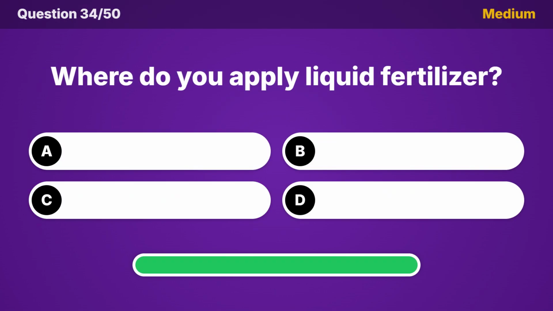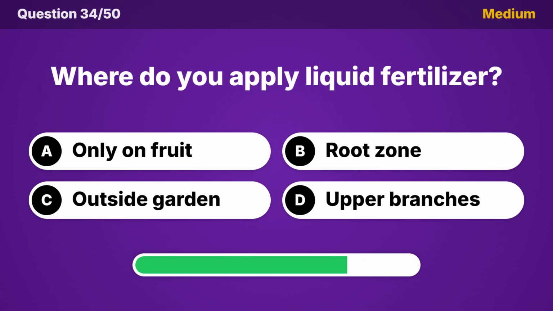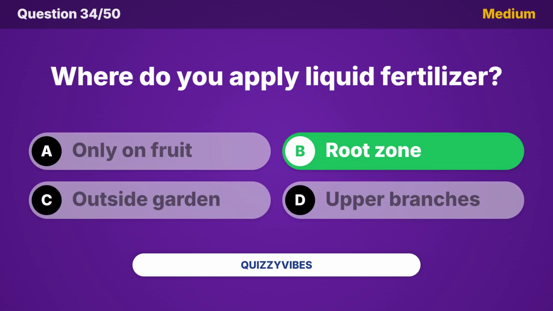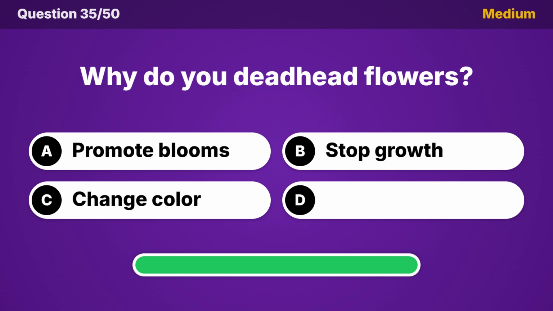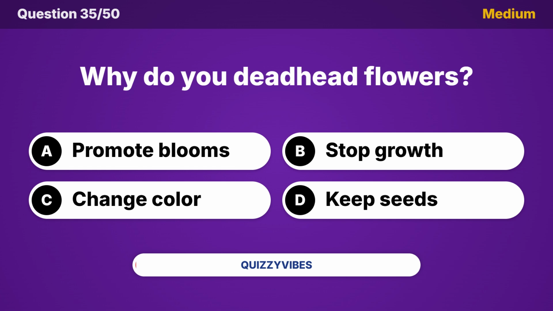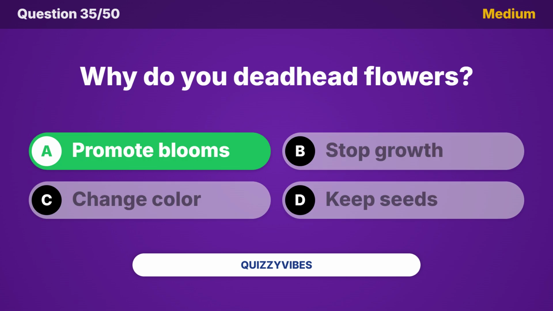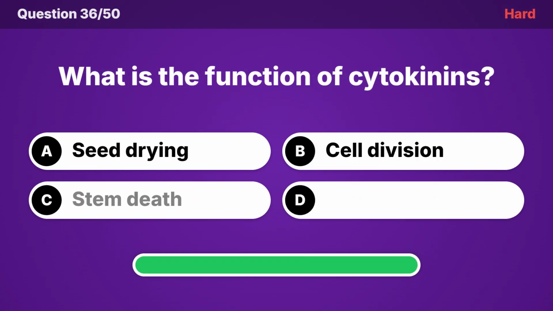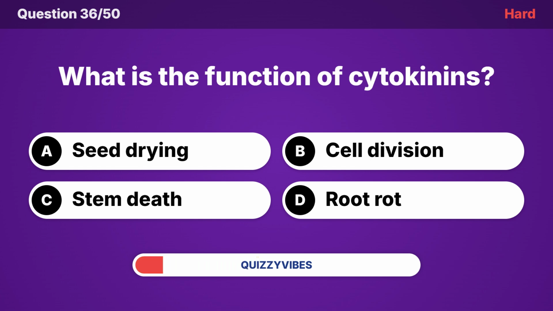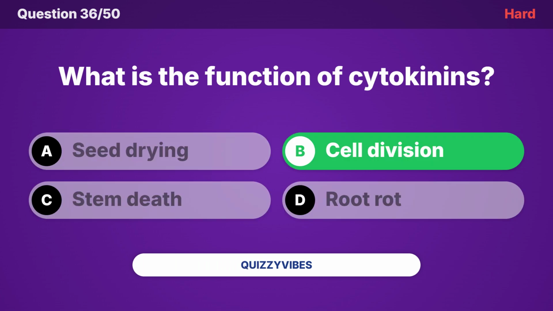Where do you apply liquid fertilizer? Time's up. It's root zone. Why do you deadhead flowers? Here is the answer. Promote blooms. What is the function of cytokinins? Here is the answer. Cell division.